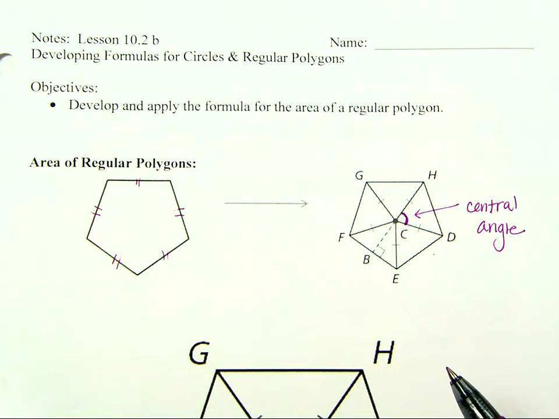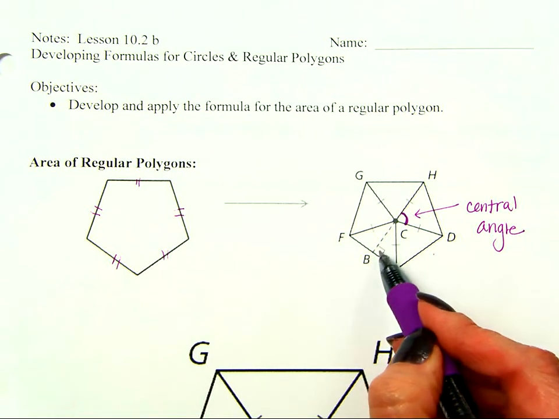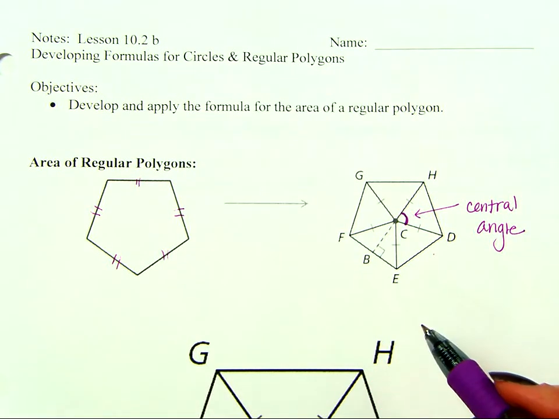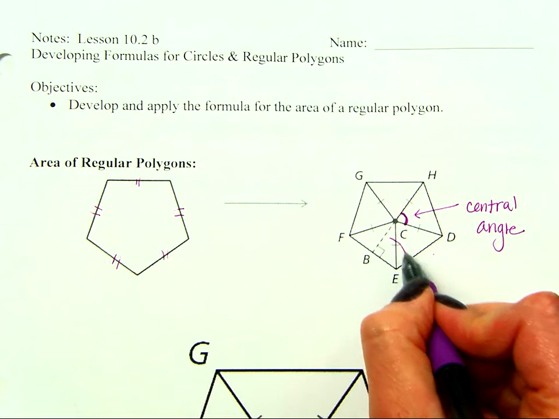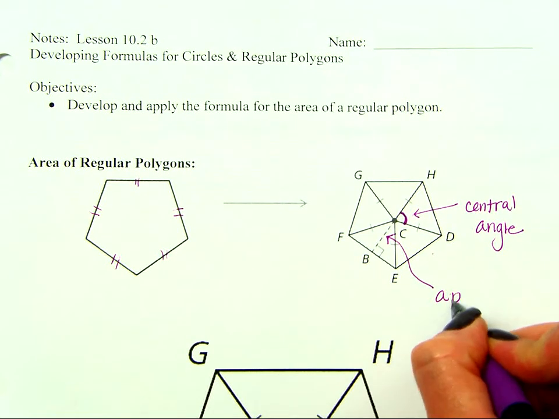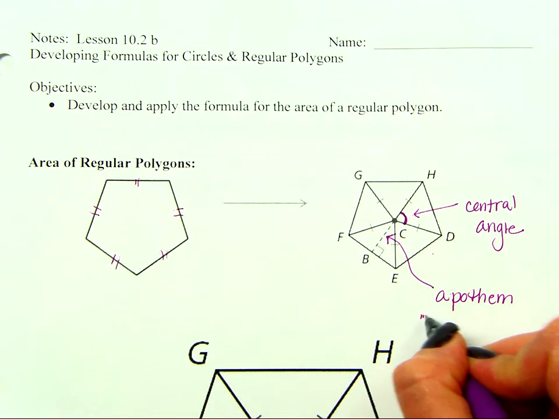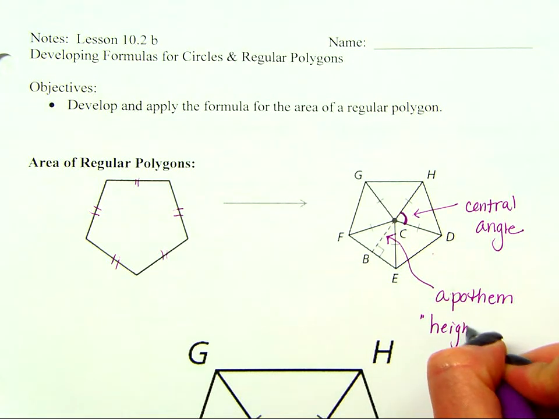The other thing that we're going to take a look at is this dotted line here. This dotted line is the height of my triangle, but it has a special name in these polygons. This is going to be called the apothem. The apothem, well, it really is the height of the triangle.